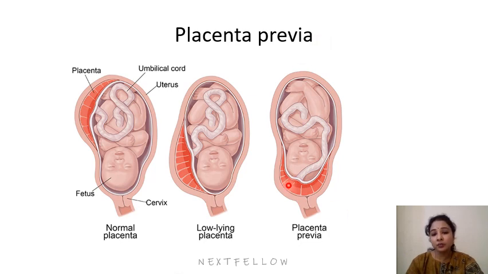So that is the reason, because we know the placenta is a highly vascular organ, it is richly supplied by blood. So if this ruptures, it causes severe hemorrhage and the mother may die due to hypovolemic shock.